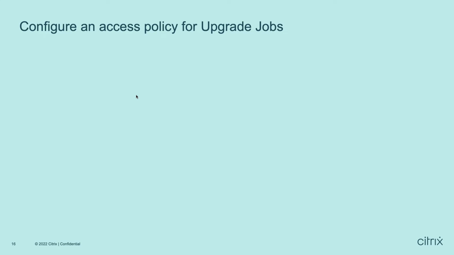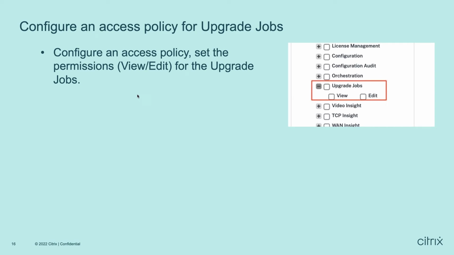So earlier the upgrade job was not part of the role-based access control, which means if a user is providing an access for the upgrade job, there was no way for the system admin to provide a role-based access or a custom access for selective ADCs or selective instances to a particular user group or a user. Now you can do that because under the access policy within RBAC, you have the upgrade job available. Whether you want to give view or edit capabilities is up to the admin.